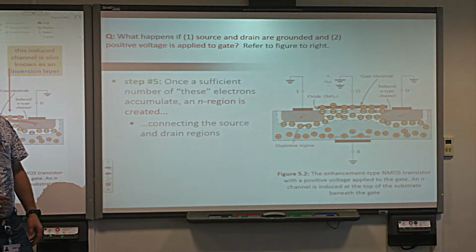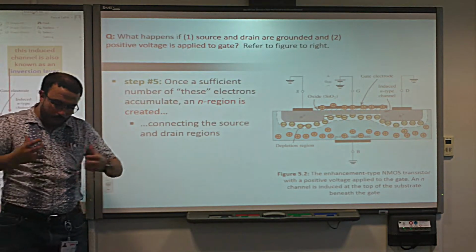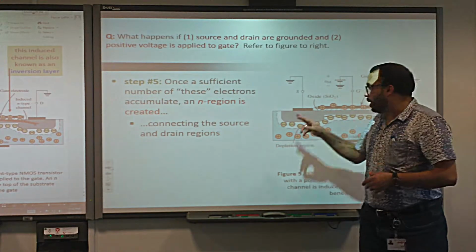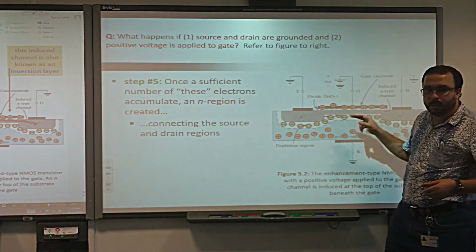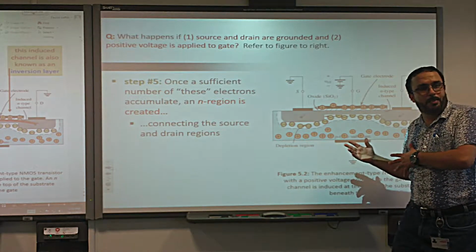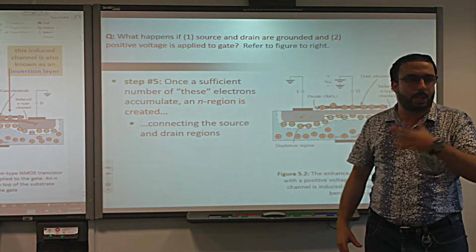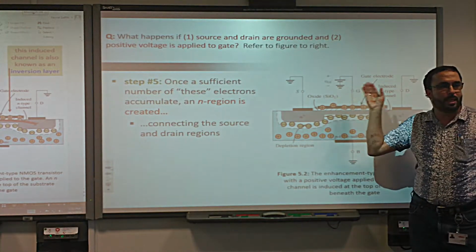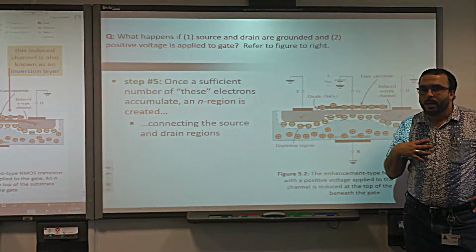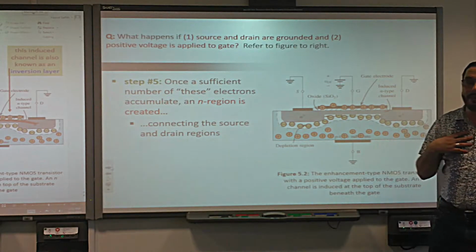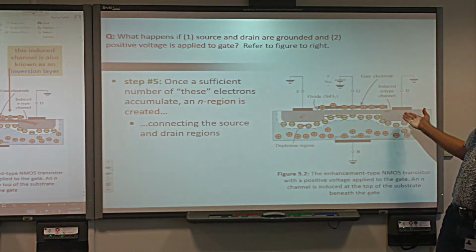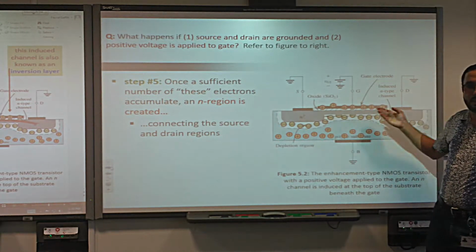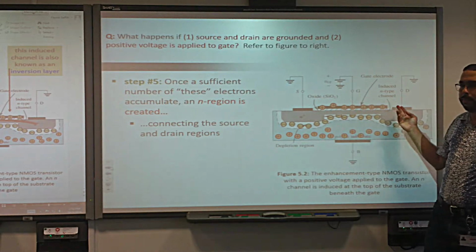So, and then what happens? The density of these electrons will be high enough to make the area under the insulator not p-type, but n-type. That means the majority carriers under the insulator will not be holes like at the beginning, but electrons. Then we will have what? It is as if we have an n-type semiconductor here. So we have n-type here, n-type here, and n-type here.